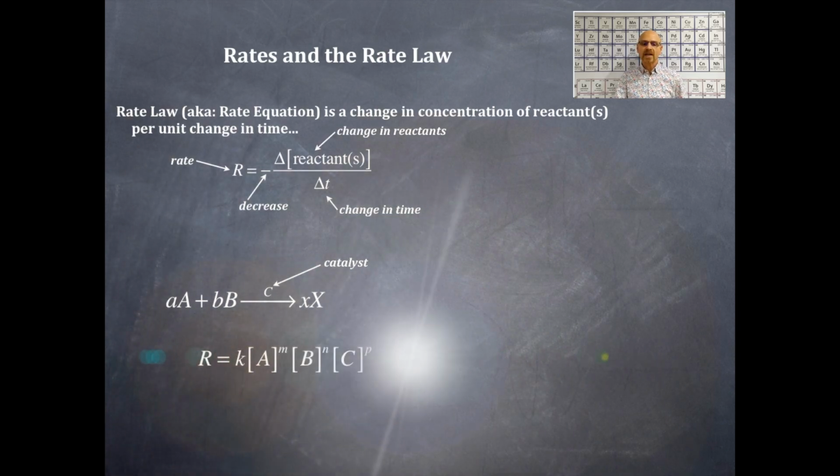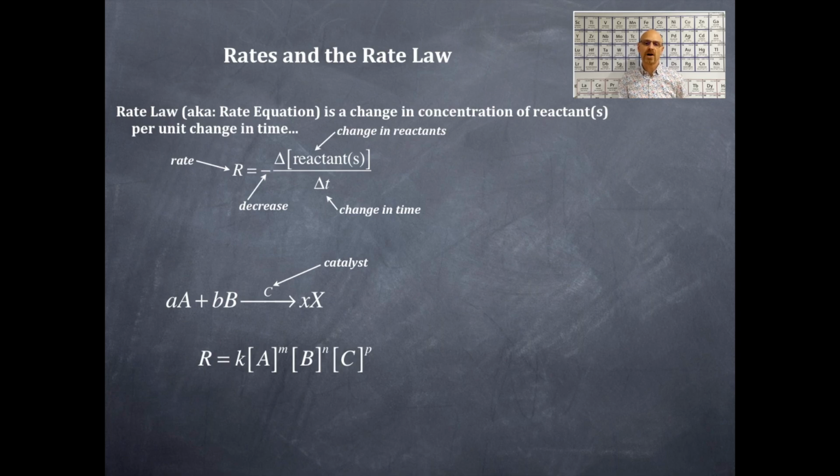And here is a rate law, or a rate equation. Rate laws are always with regards to the reactants and never the products. That's why you see the A, the B, and the C, which is a catalyst, and that's okay, but not the X. The X is not involved in a rate law or rate equation because it is not a reactant.